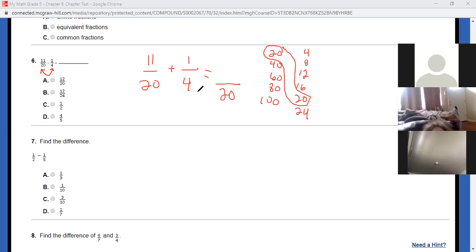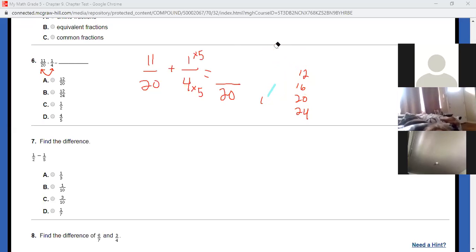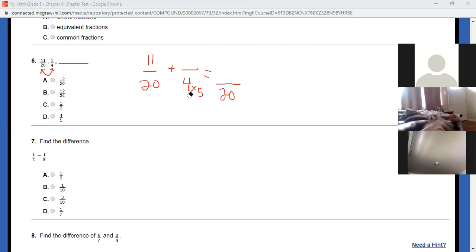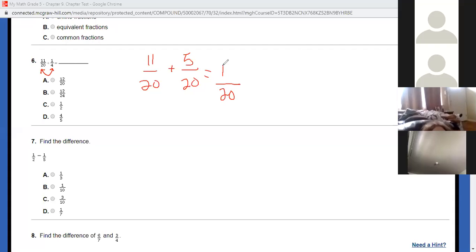But I have to turn this 4 into a 20. How do I do that? I multiply by 5, the top and the bottom. So to do that, this is now 20, so I can keep my denominator here. And now this, 1 times 5, becomes a 5, which makes this a 20 as well. So now Anwar, what is 11 plus 5? 11 plus 5, it's going to be 16. 16 is correct. All right, so guys, this is the answer, 16 over 20.